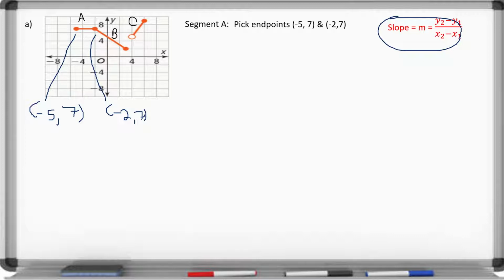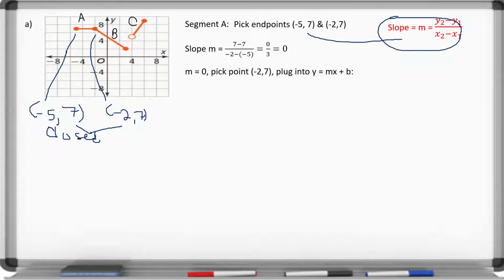Notice that these are both closed, because of the dots. All right, so plugging this into the formula for the slope, we get 0. So now that we know that slope is 0, let's pick one of these coordinates. Let's pick negative 2, 7.